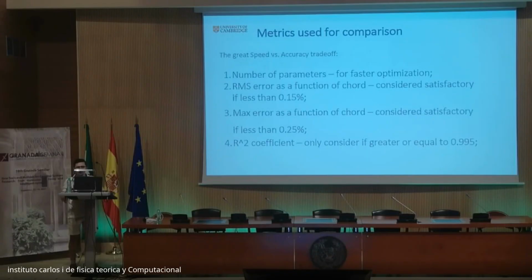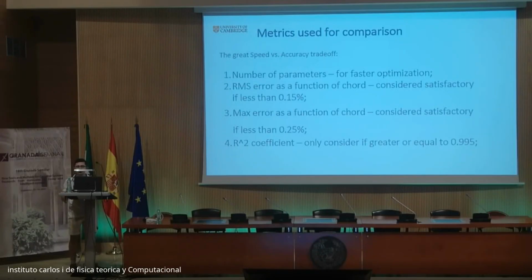So let's talk about the metrics that we are using for this comparison. Like many things in engineering, you will have a trade-off between speed, or computational cost in this case, and your accuracy. It's very hard to get both of them. You want your number of parameters to be very low because you want very fast optimization, but we also need to have accuracy. So the metrics that we have used are the number of parameters, which we want to be as low as possible, and we've chosen 3 different thresholds for our accuracy.